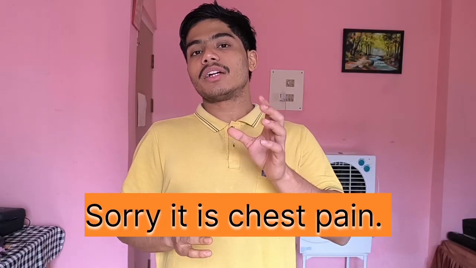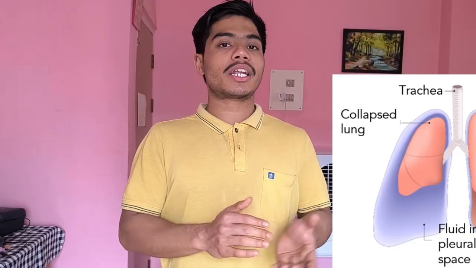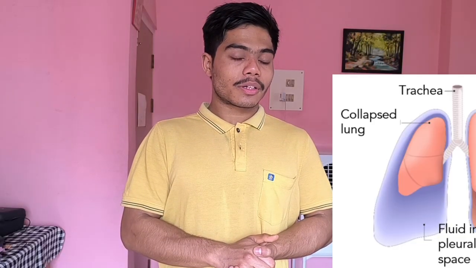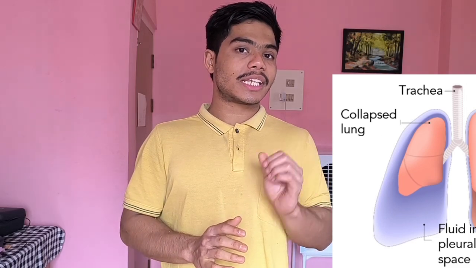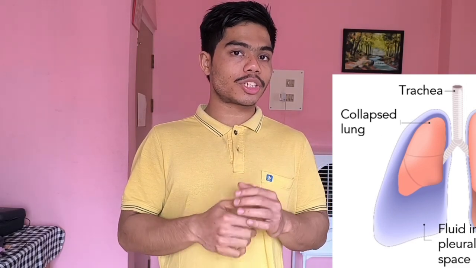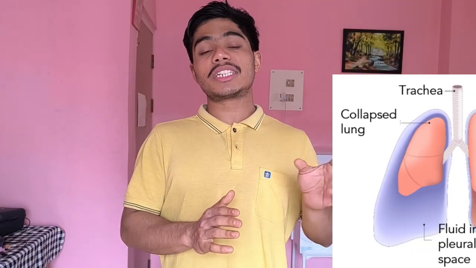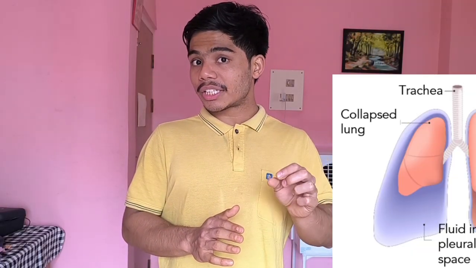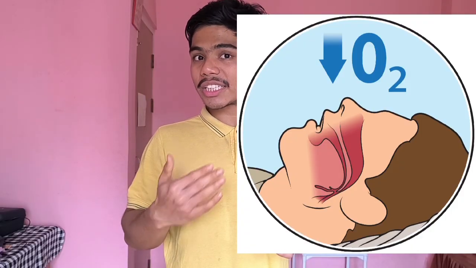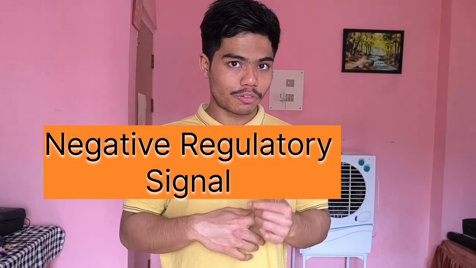Now I will discuss the cause of breathing difficulty. Friends, as you have already understood, in pleural effusion the lungs and the chest wall are unable to expand properly. As a result, less oxygen enters our body, and this leads to dyspnea. Since less oxygen enters our body, body cells and tissues receive less oxygen, and this gives a negative regulatory signal to increase the work of breathing.